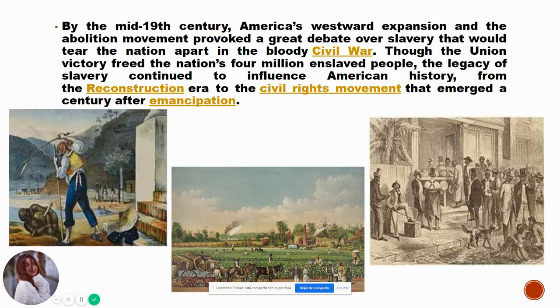By the mid-19th century, America's westward expansion and abolition movement provoked a great debate over slavery that would tear the nation apart in the bloody Civil War. Though the Union victory freed millions of enslaved people, the legacy of slavery continued to influence American history, from the Reconstruction era to the Civil Rights Movement that emerged a century after emancipation.